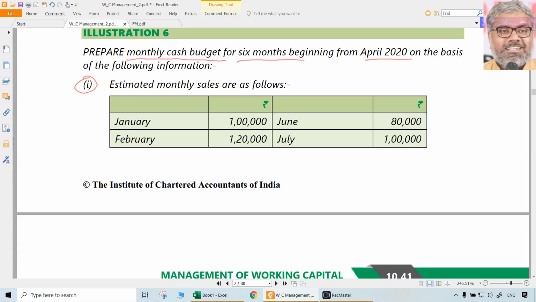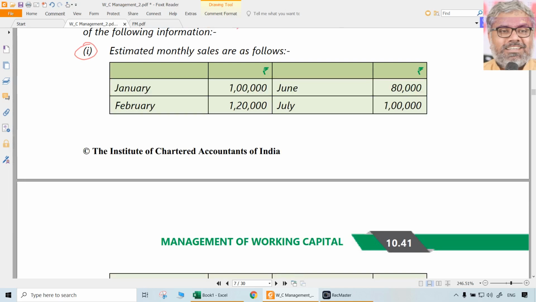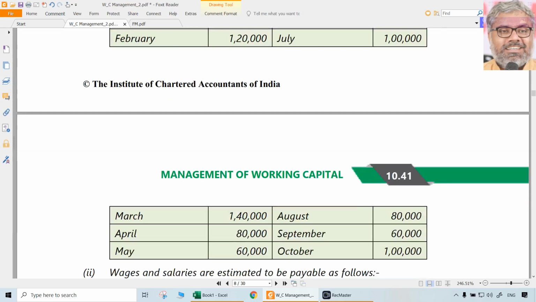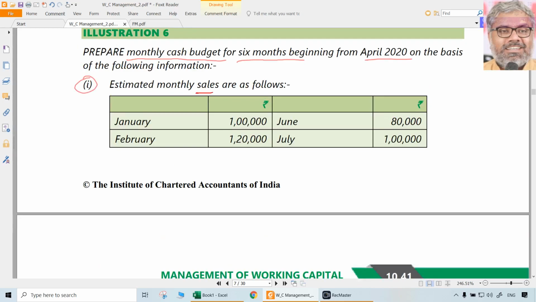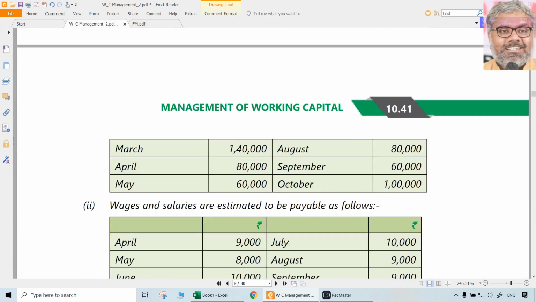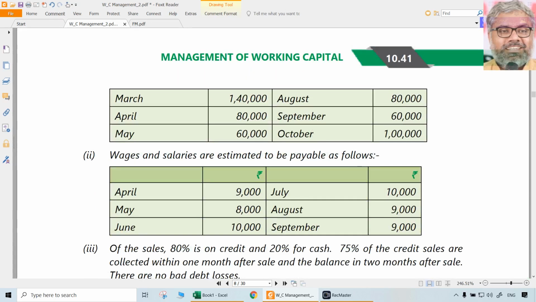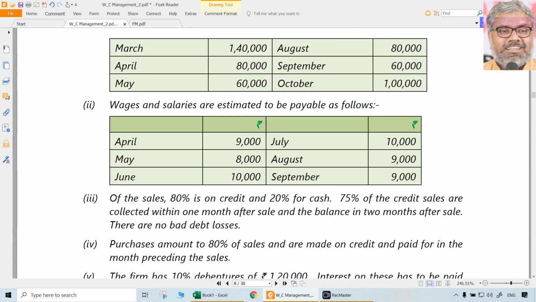Not necessarily. Because credit sales will be received, but not in the same month. They may be received later. So like that, for January, February, March, April, May, June, July, August, September, October, all these months, sales are given, not receipts. We have to get how much will be receipts from this information. For that, we need further information. From sales, we cannot say they are directly receipts. No, they are not. And wages and salaries are estimated to be payable as follows. This is okay. These are outflows for sure. They can be taken as they are, copy paste only.